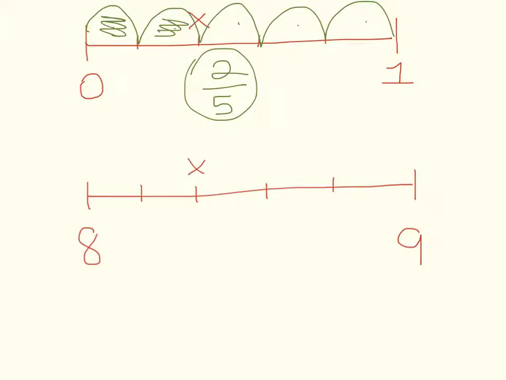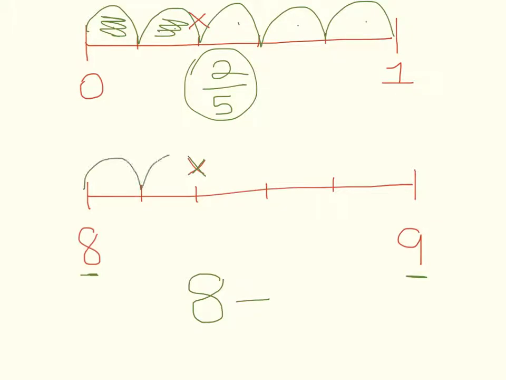Now let's look at the number line at the bottom here. This one shows a mixed number because the x here is somewhere between 8 and 9. It's 8 and a little bit more. It's not quite 8, it's not quite 9, it's somewhere in the middle. So my answer is going to be 8 and some fraction. So now I just need to find the fraction.